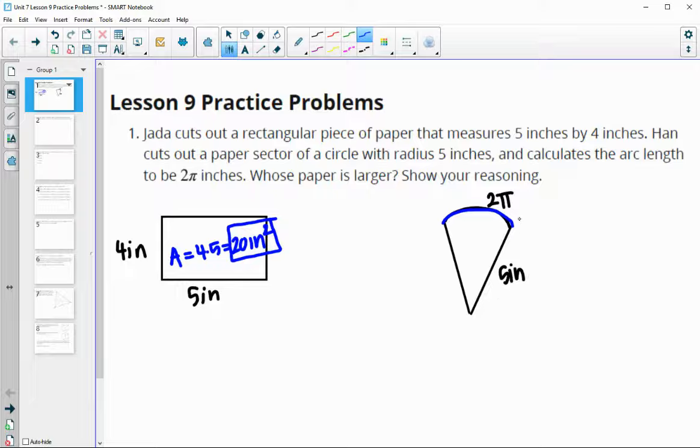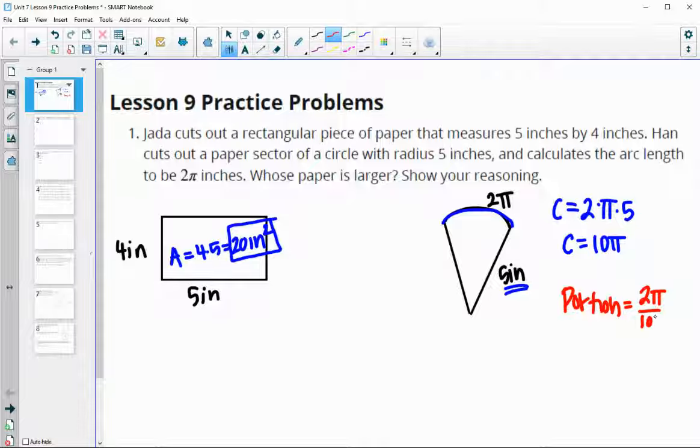So remember, arc length is part of the circumference. So if we took a look at what the total circumference is, because circumference uses the radius, this is going to be 2 times pi times 5. So our total circumference is 10 pi. And we've got 2 pi. So the portion that we have is 2 pi over 10 pi, or 1/5. So we have 1/5 of the circle because 2 over 10 simplifies. So this is 1/5 of the circle.